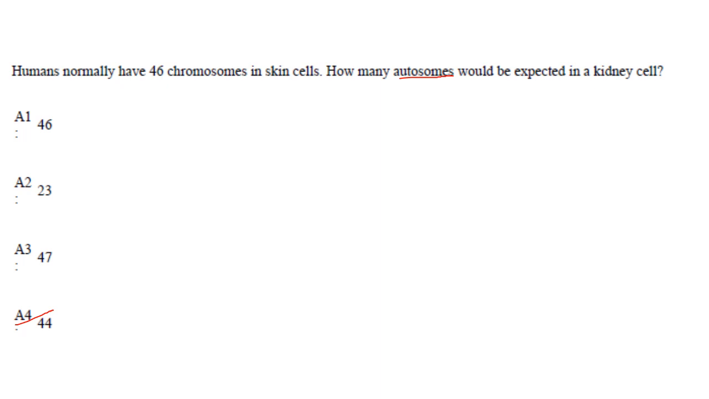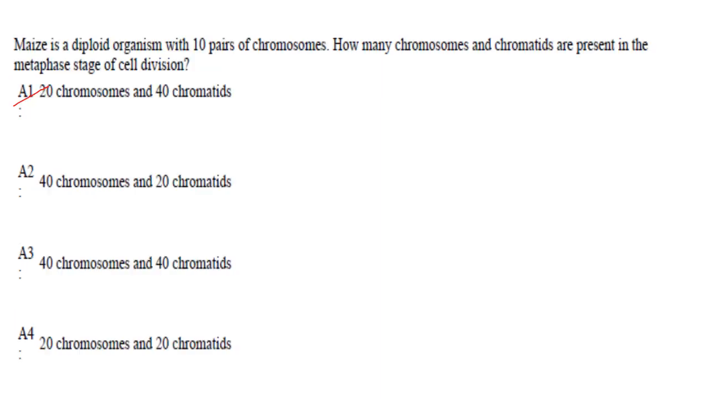Then, humans normally have 46 chromosomes in skin cells. How many autosomes would be expected in a kidney cell? So, they have asked for number of autosomes. So, it is 44. Answer is option 4.